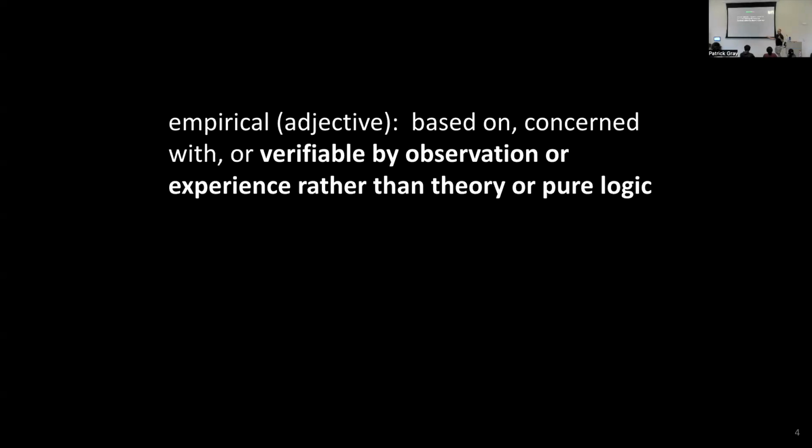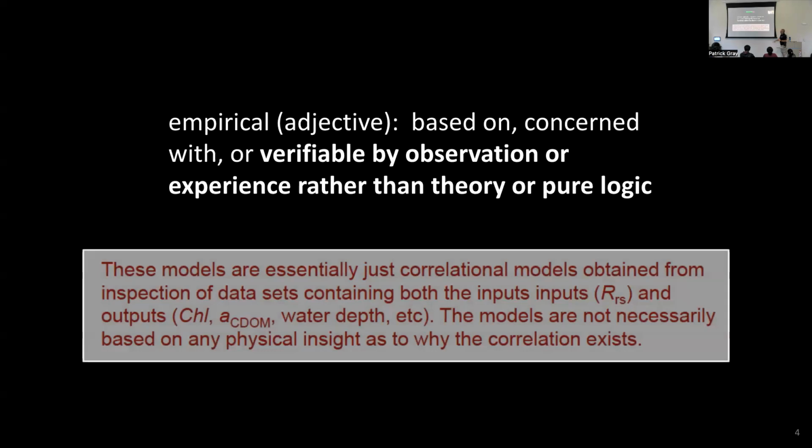Okay, so we call these empirical algorithms. This is just really another way of saying statistical. Verifiable by observation or experience, has nothing to do with logic or theory. You just make measurements and you can figure it out. And these are Kurt's words: correlational models obtained from inspection of data sets. So things like you're going to go out into the field tomorrow, you're going to collect data. If you just simply inspect it and look for relationships based on statistics instead of theory, this is really what we're talking about. They really don't have to have any physical insight.